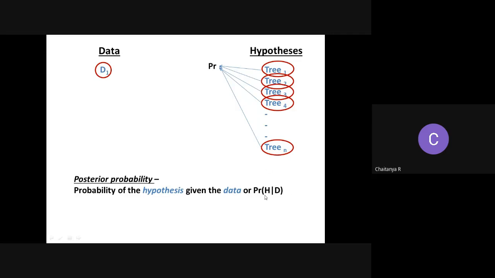So this is how it is represented mathematically: probability of the hypothesis given the data. In essence, the difference between the two approaches is where you actually put the probability function.